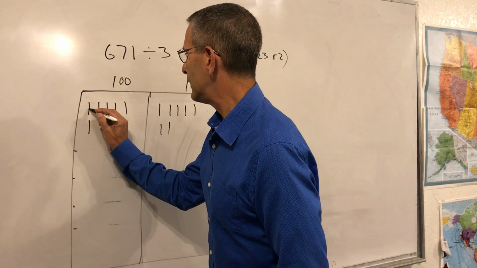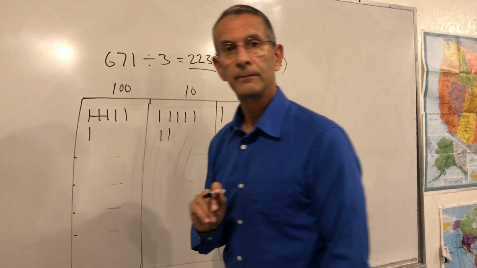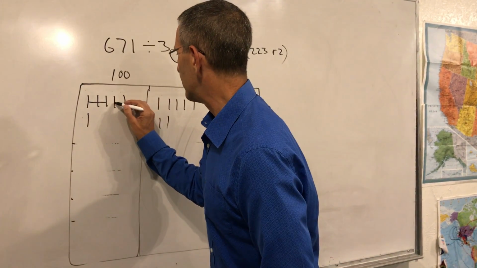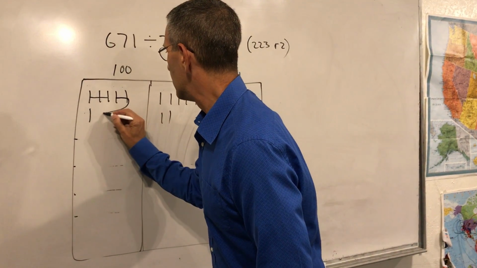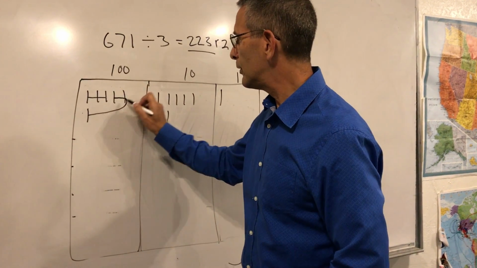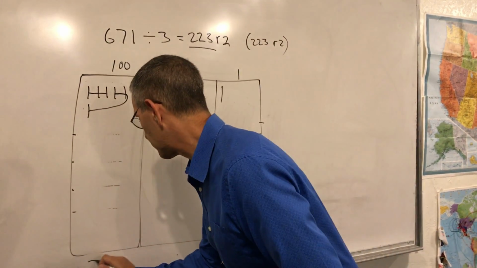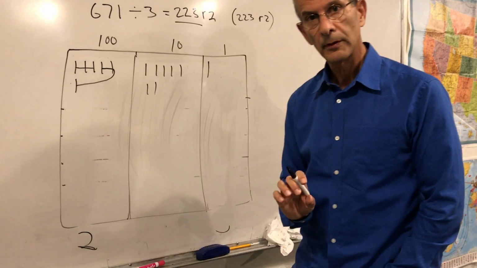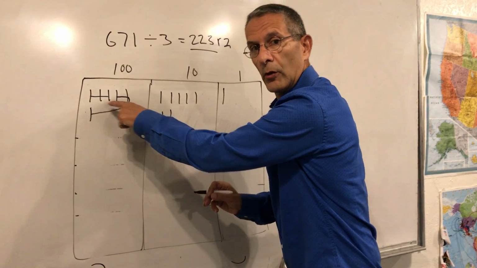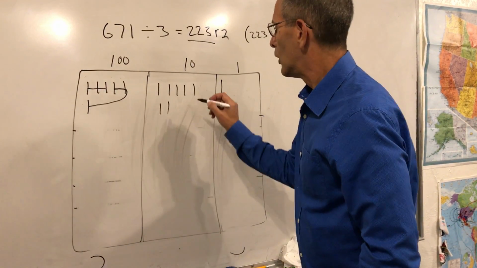Here's 3, so you link them. 1, 2, 3. There you go, we linked them. That's a group. And here's another 3, we link them. 1, 2, 3. That forms a group. And that's all the marks. So how many groups did we make? We made 2. So we write a 2 down here. 2 groups.